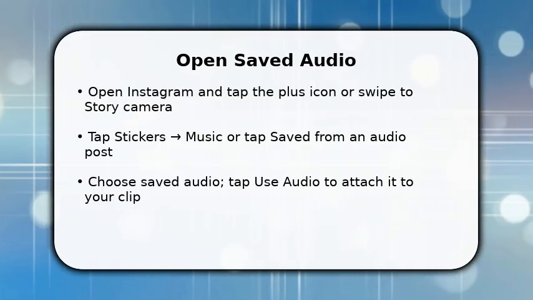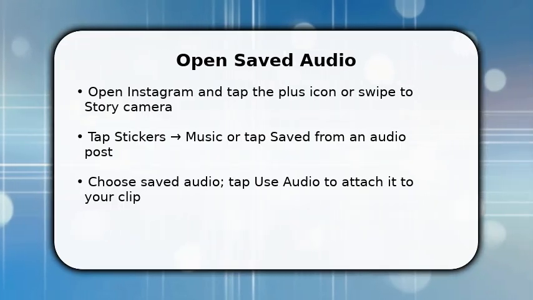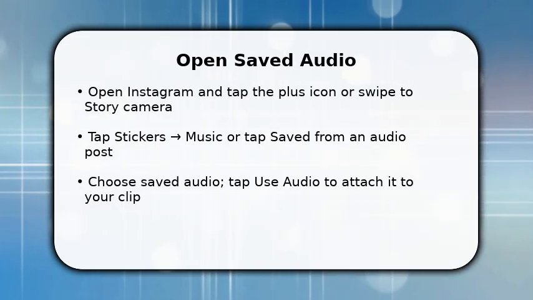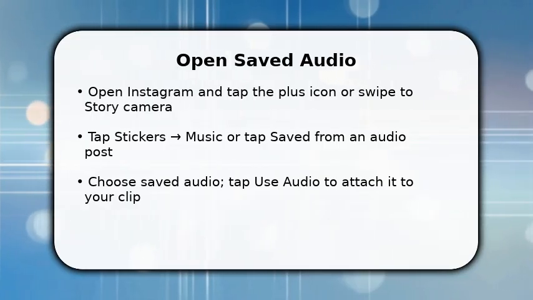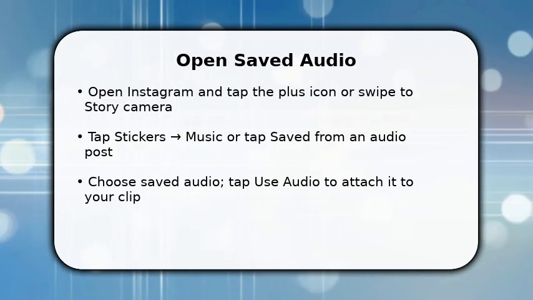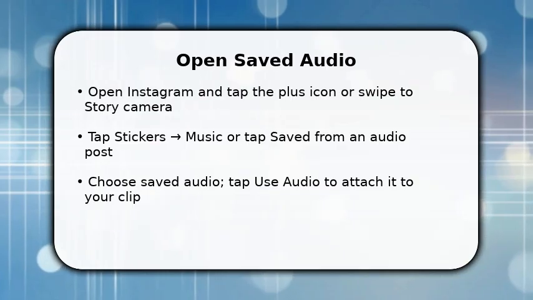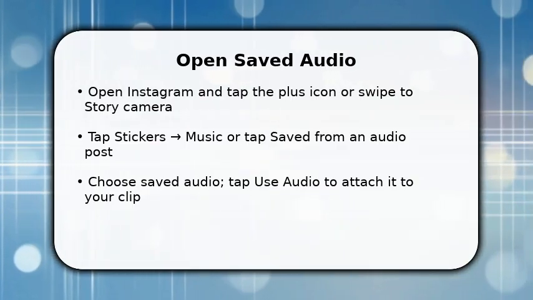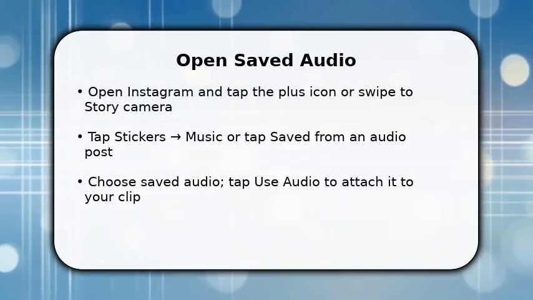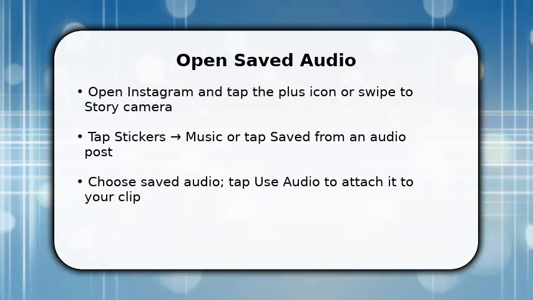You're starting right away. Open Instagram and go to the story camera or tap the plus icon to create a story. Once there, add your photo or video from camera roll. Next, tap stickers and choose music or open a saved audio clip from your profile's saved collection. Choose Use Audio so the file is linked. Do this now so the clip is ready to edit. Once done, make sure the audio shows on screen as a waveform before moving to trimming.